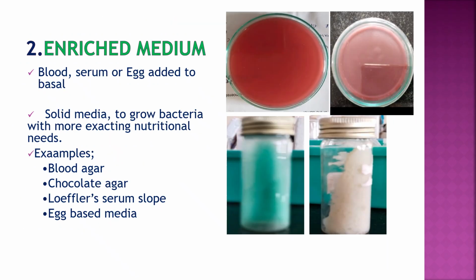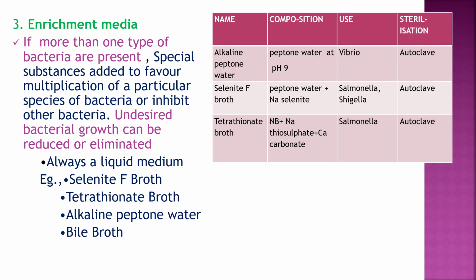Enriched medium: here blood, serum or eggs are added to the basic media, and it is called enriched media for the nutritionally deficient bacteria, which grow in the presence of the extra added nutrients. Examples are blood agar, chocolate agar, Loeffler serum slope and egg based media, that is Lowenstein Jensen medium.